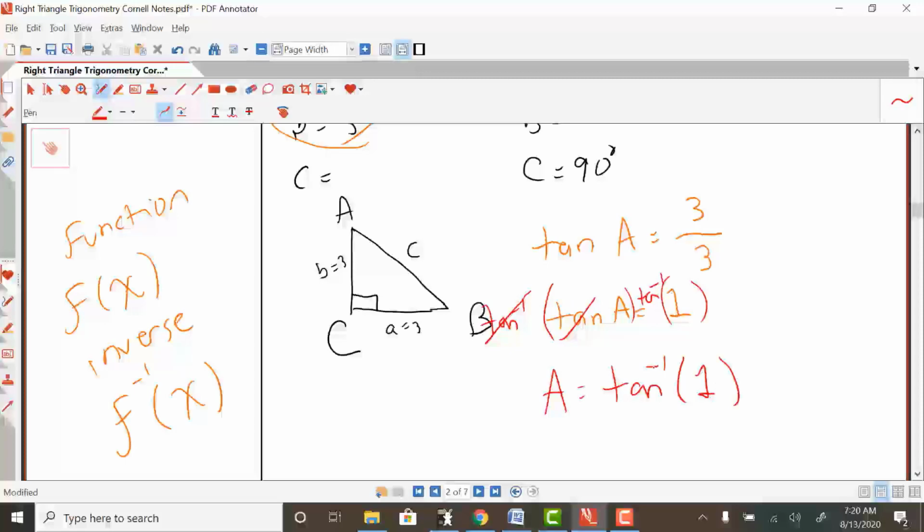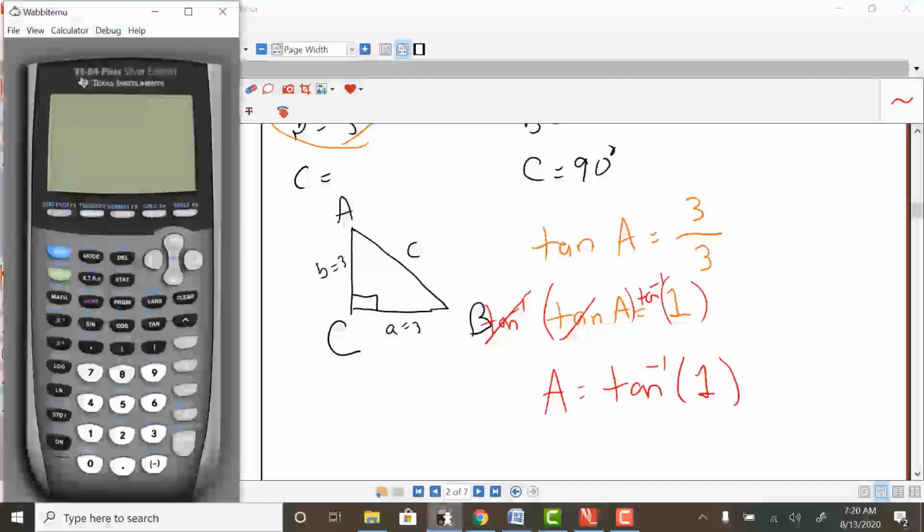Looking at our calculator, to do this, you notice here I have sine, cosine, and tangent. But if you look above in blue, there's the inverse sine, inverse cosine, and inverse tangent. So I'm going to do the blue button first, and then do the tangent. Notice that it gave you the inverse tangent, and then I'm going to type in that 1, and then close it. And this is the angle.